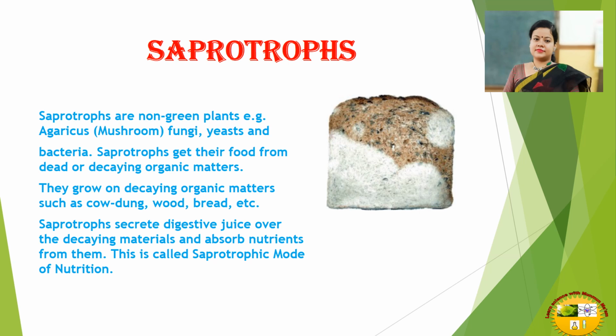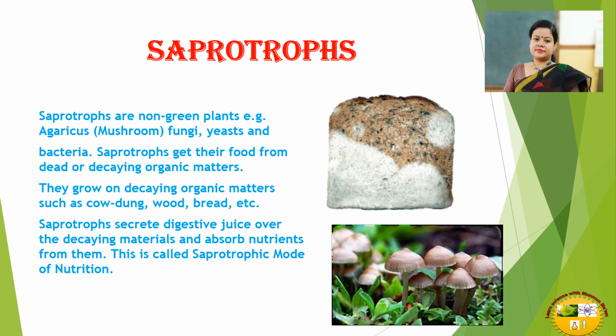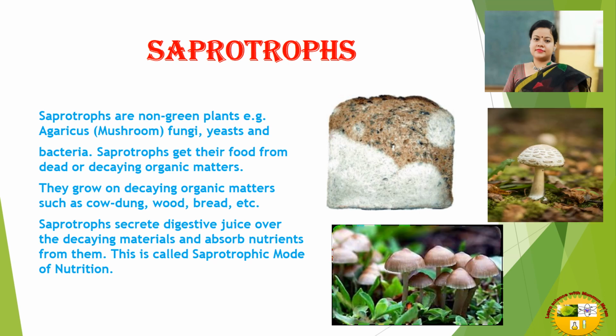Here you can see that fungus grows on the bread. You can do this experiment at your home. You can keep a bread at a damp, moist, hot place. You will see that the fungus is growing on it. You can see the hyphae of the fungus started growing on the bread. So you can easily look at this. Mushrooms are examples of saprotrophs.